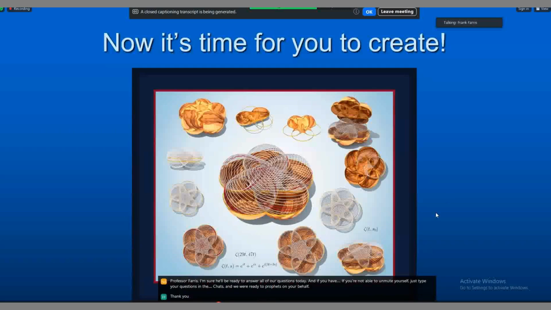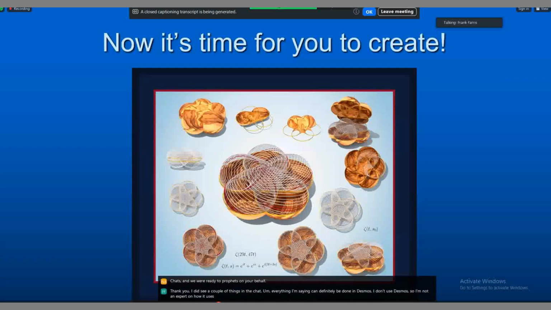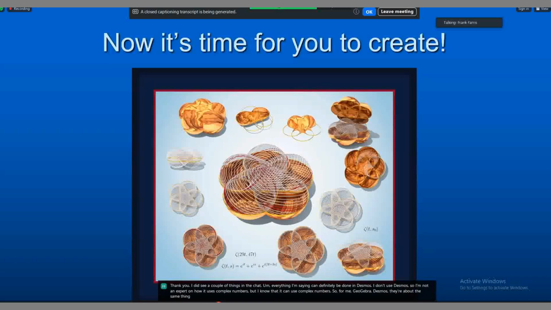Thank you. I did see a couple of things in the chat. Everything I'm saying can definitely be done in Desmos. I don't use Desmos, so I'm not an expert on how it uses complex numbers, but I know that it can use complex numbers. So for me, GeoGebra and Desmos are about the same thing, with GeoGebra being a little bit easier to use for geometry, and Desmos a little bit easier to use for calculus.